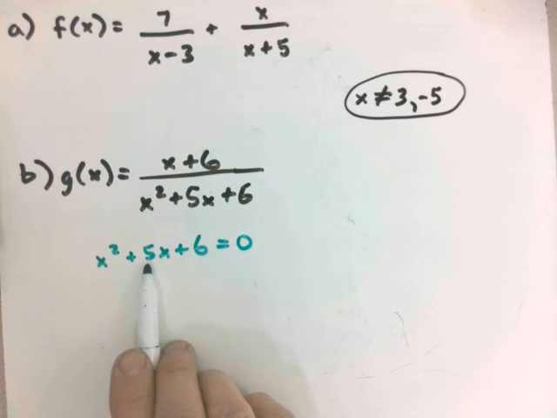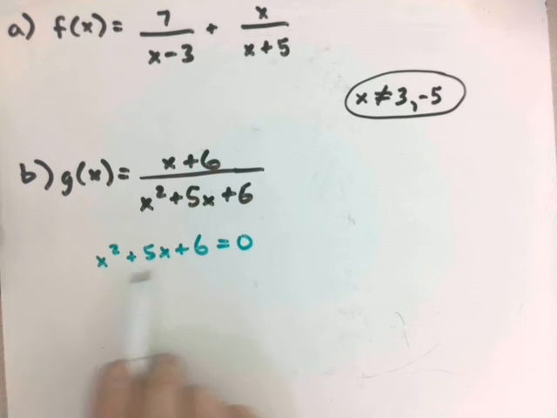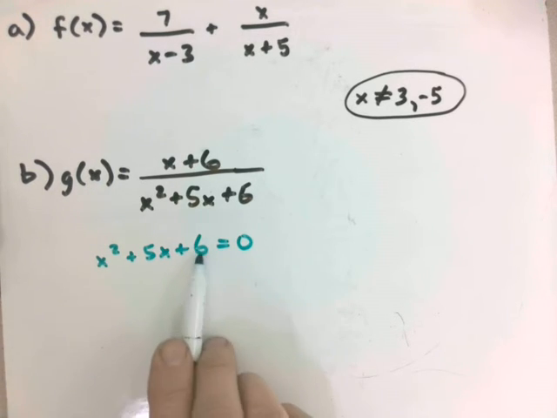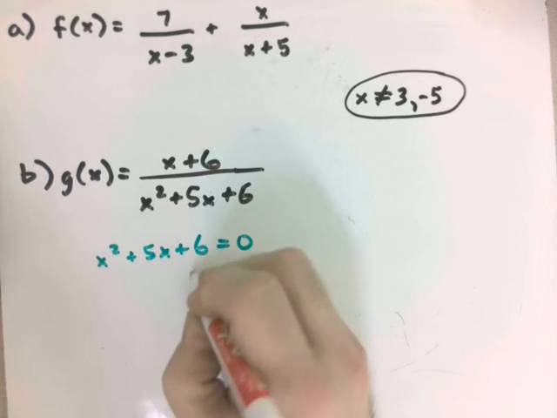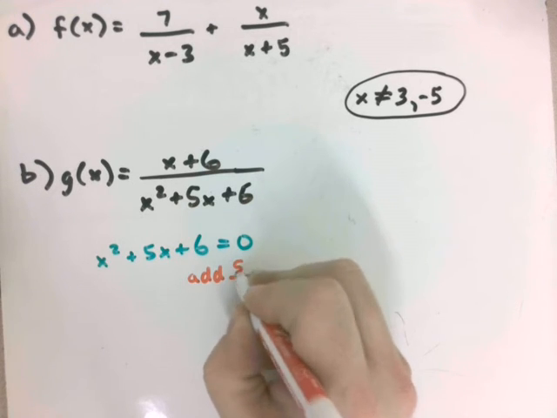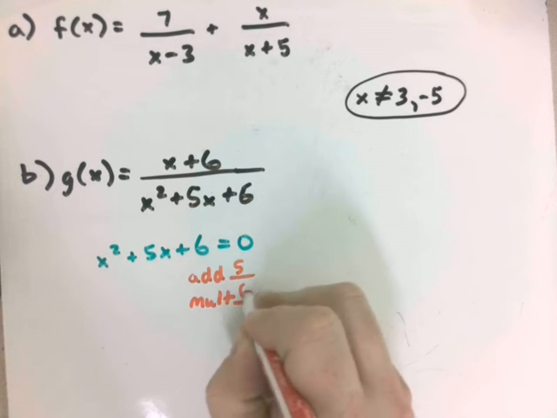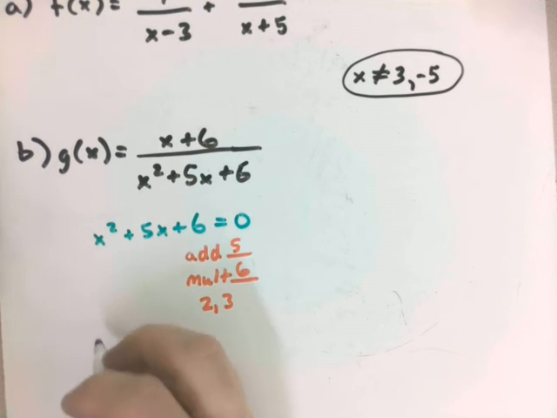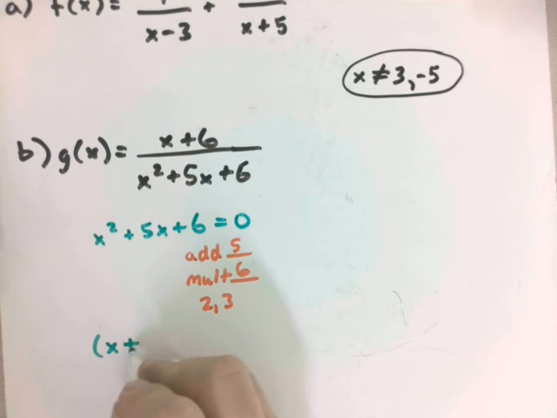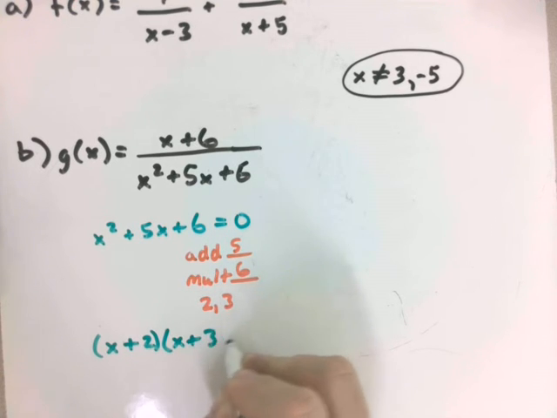I have a trinomial, so I'm looking for two numbers that add to be 5 and multiply to be the invisible 1 in front of the x squared times the 6, which is 6. So adds to be 5, multiplies to be 6. Those two numbers are 2 and 3. Because we have a 1 in front of our x squared, I could use the shortcut to factor, and I do end up with an x plus 2 times an x plus 3 when it's in factored form.